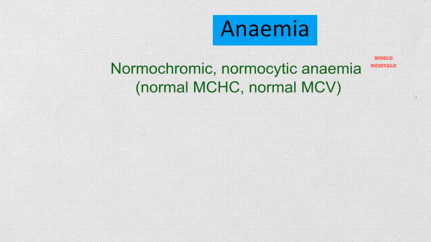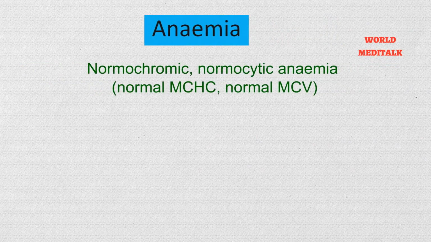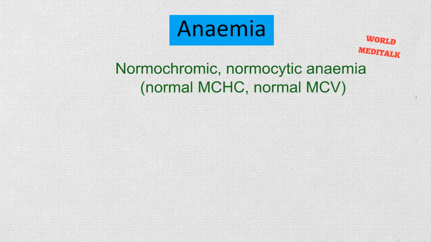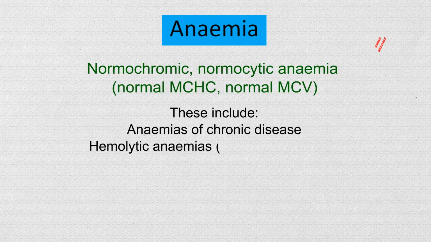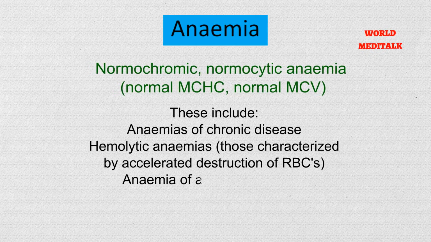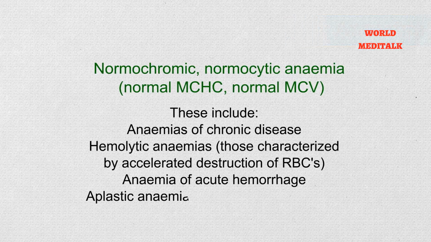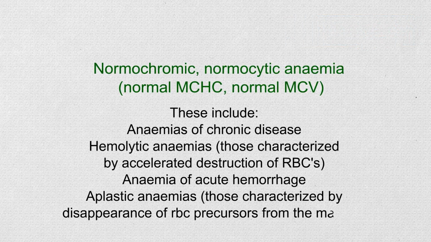Normochromic normocytic anemia. Normal mean corpuscular hemoglobin concentration. Normal mean corpuscular volume. This includes anemia of chronic diseases, hemolytic anemia, those characterized by accelerated destruction of RBCs, anemia of acute hemorrhage, and aplastic anemias, those characterized by disappearance of RBC precursors from the marrow.